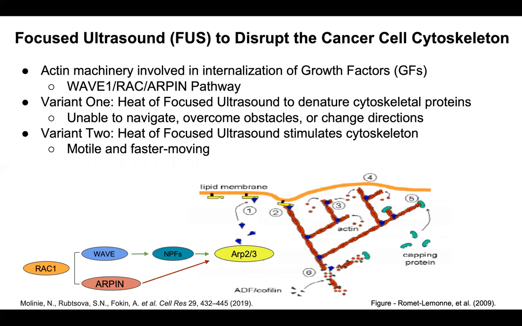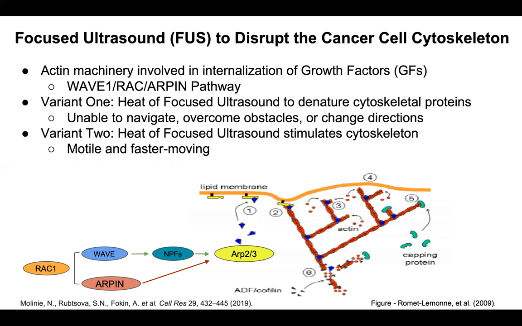And there is an essential protein pathway that allows for branched actin network sensing, because that pathway allows for regulation of increases in branched actin, which is vital to integrating signals from that branched actin for the cell. So that is the WAVE1, Rac, Arpin pathway. And the first variant of our hypothesis was that the heat of focused ultrasound would denature the cytoskeletal proteins. They would then become unable to navigate, overcome obstacles, change directions, and integrate outside growth factors, which are, of course, essential to cancer cell growth.